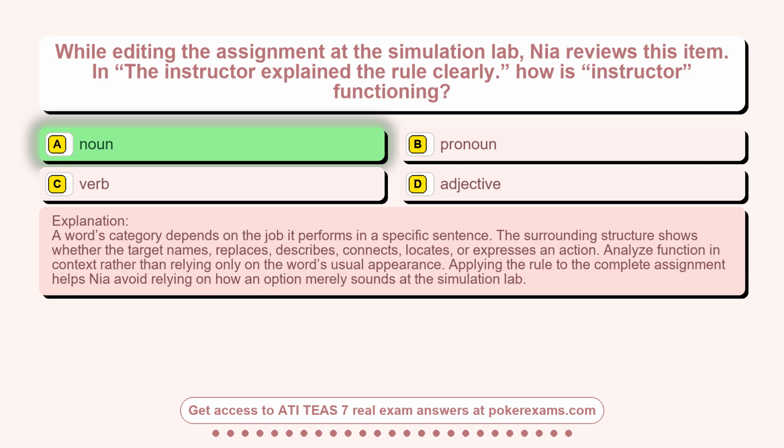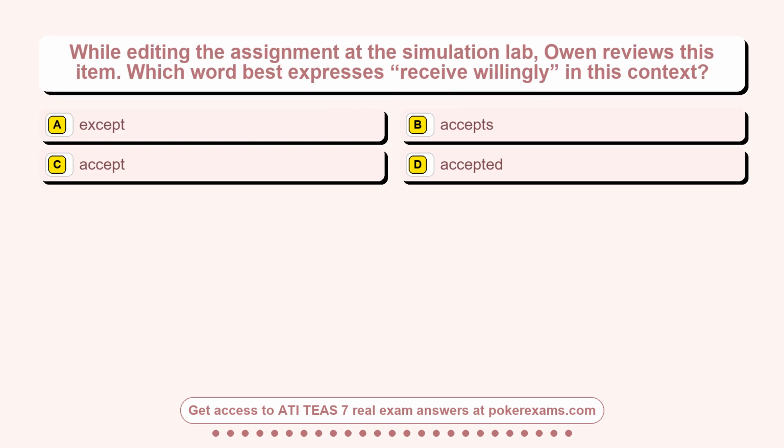A word's category depends on the job it performs in a specific sentence. The surrounding structure shows whether the target names, replaces, describes, connects, locates, or expresses an action. Analyze function in context rather than relying only on the word's usual appearance. Applying the rule to the complete assignment helps Nia avoid relying on how an option merely sounds at the simulation lab.